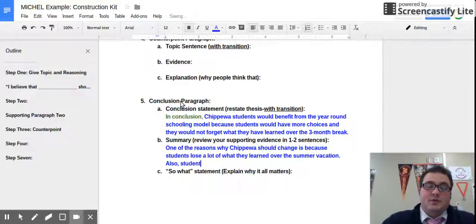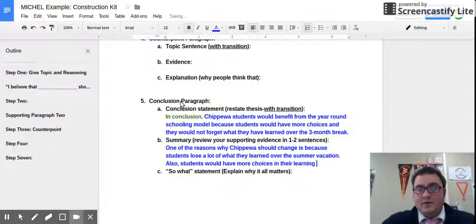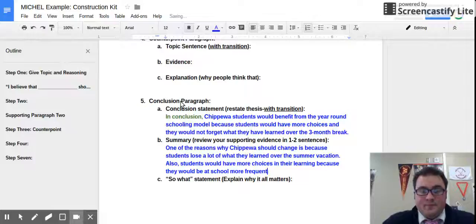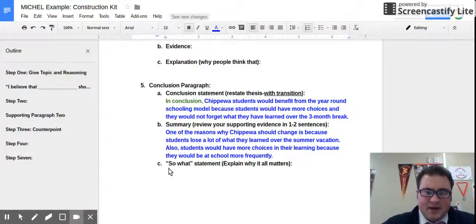Also, students would have more choices in their learning because they would be at school more frequently. Okay, so that's just summarizing what my supporting paragraphs were. I don't need to put the counterpoint paragraph in there. I've already done it. We're over it. But this is just a review of what was said.